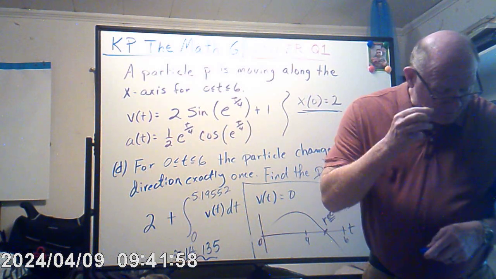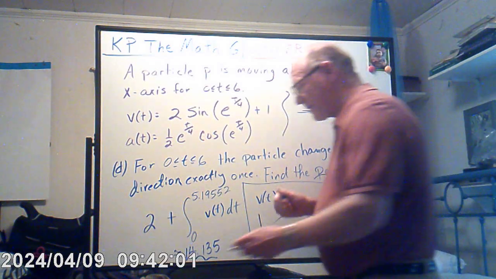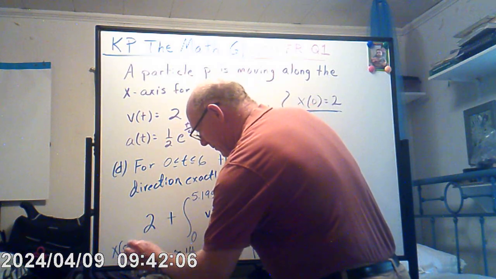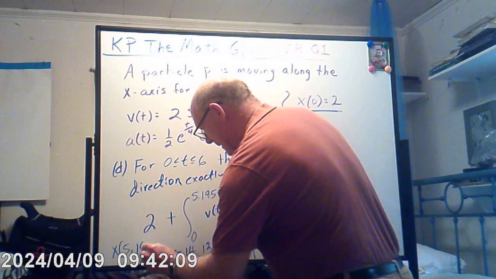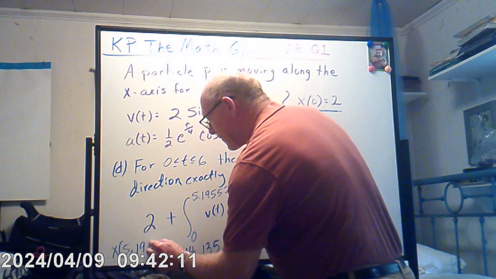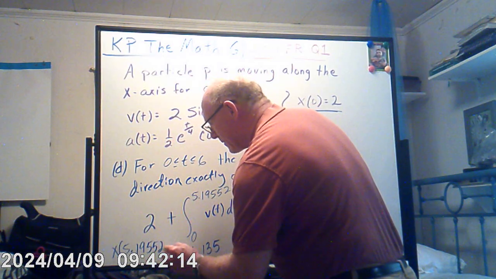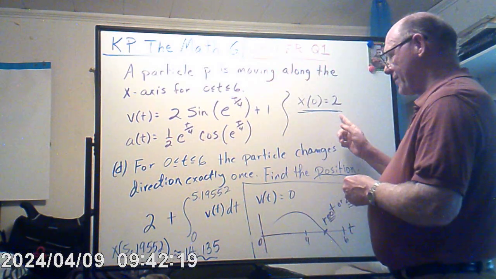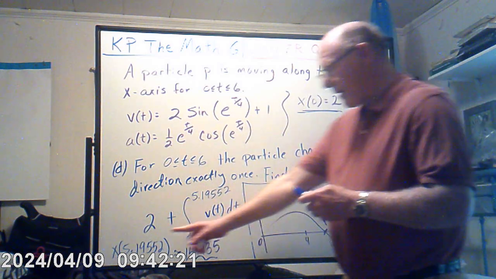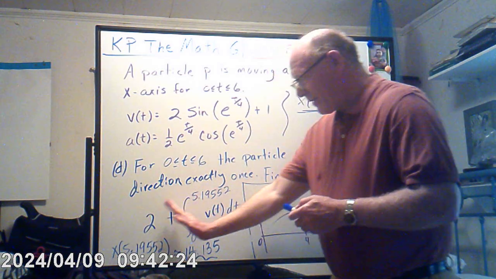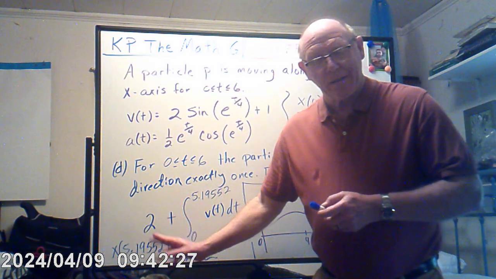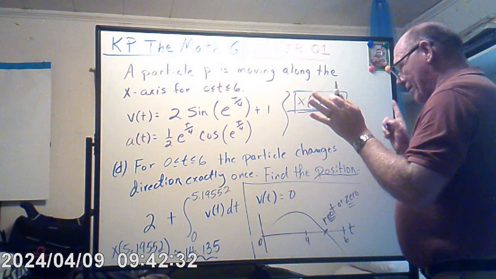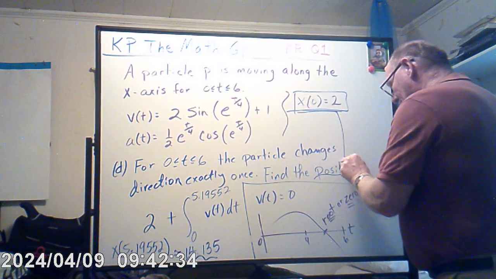So x at 5.19552 is right here. We know what x at 0 is, but we have already got that plus now. You can't forget this. That's the key to understanding this. This is given for a reason. This usually you're going to find position. Where is it?